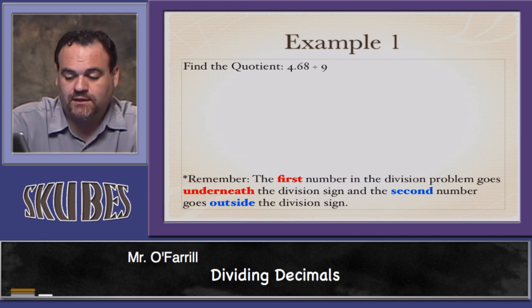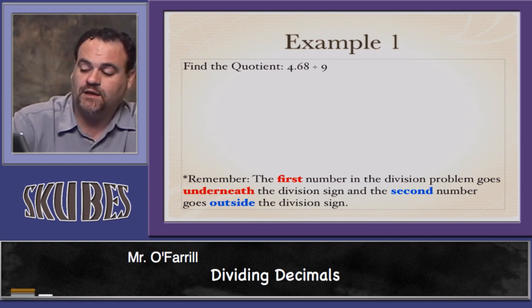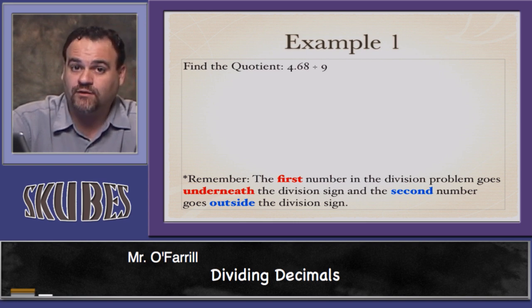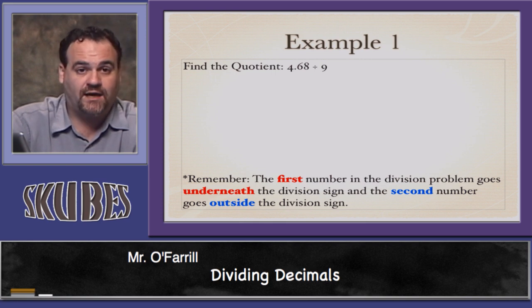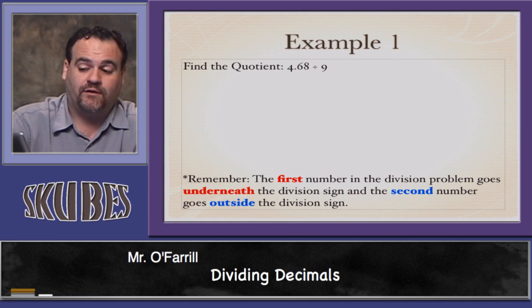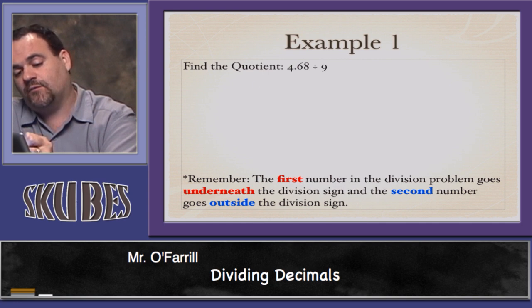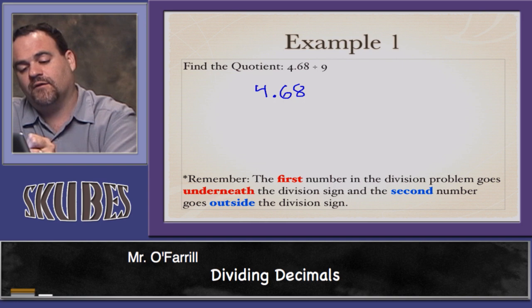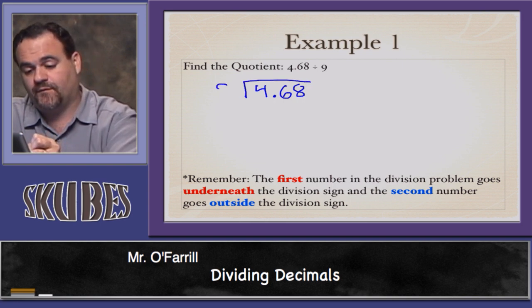division of decimals. Now we've got a note at the bottom here that says to remember that the first number in the division problem goes underneath the division sign, and the second number goes outside the division sign. We have 4.68 divided by 9. So as we write this out to do our long division, we're going to have 4.68 divided by 9.